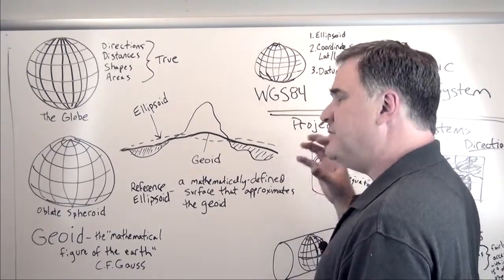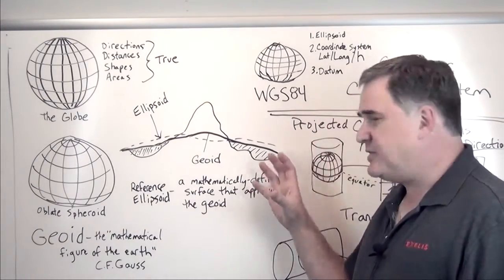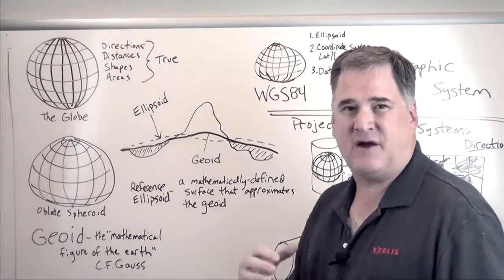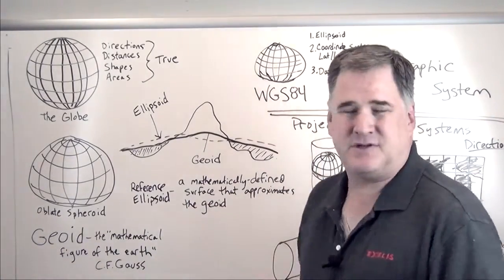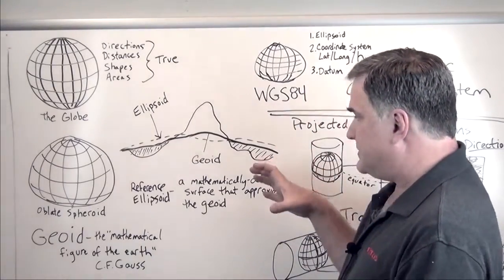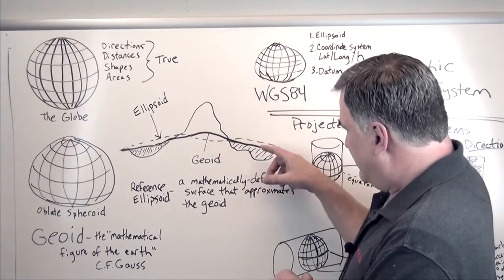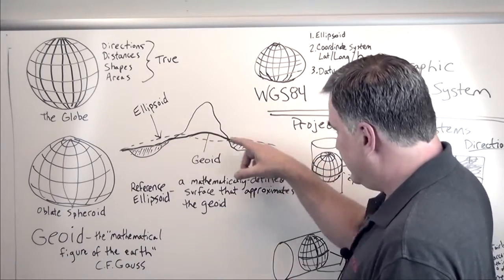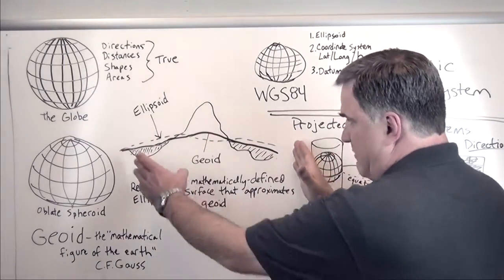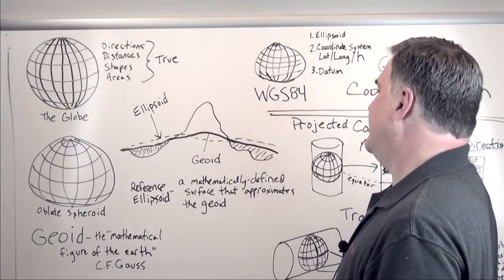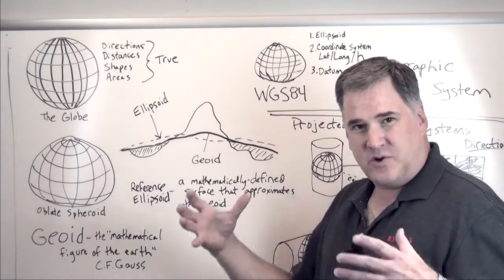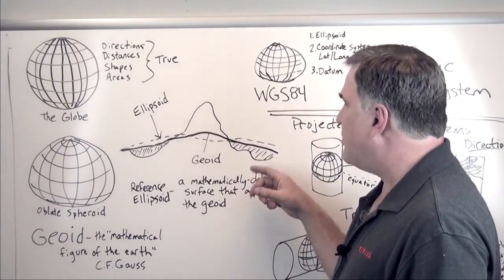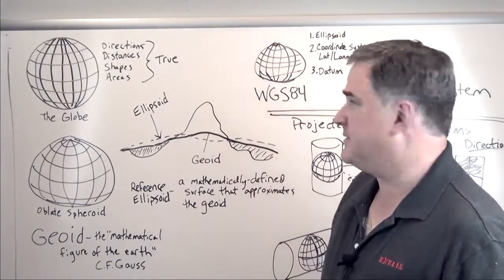But in order to do mapping, we can't just rely on the geoid. We need to get something that's called a reference ellipsoid. And that's a mathematically defined surface which approximates the geoid in some way. Now, we can choose a reference ellipsoid that really lines up pretty well with the geoid in some small area of the Earth, like we've kind of got modeled here in this cartoon. Or we can choose an ellipsoid which does its best to approximate the geoid over the entire globe.